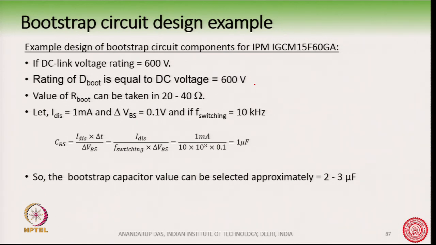So, you can take 20 to 40 ohm, but you can choose any value, and then you can find out from this how much is the total charge needed. We have given some example here: for a switching frequency of 10 kilohertz, you need a capacitance of 1 microfarad for this particular IGBT which we have used in the lab.